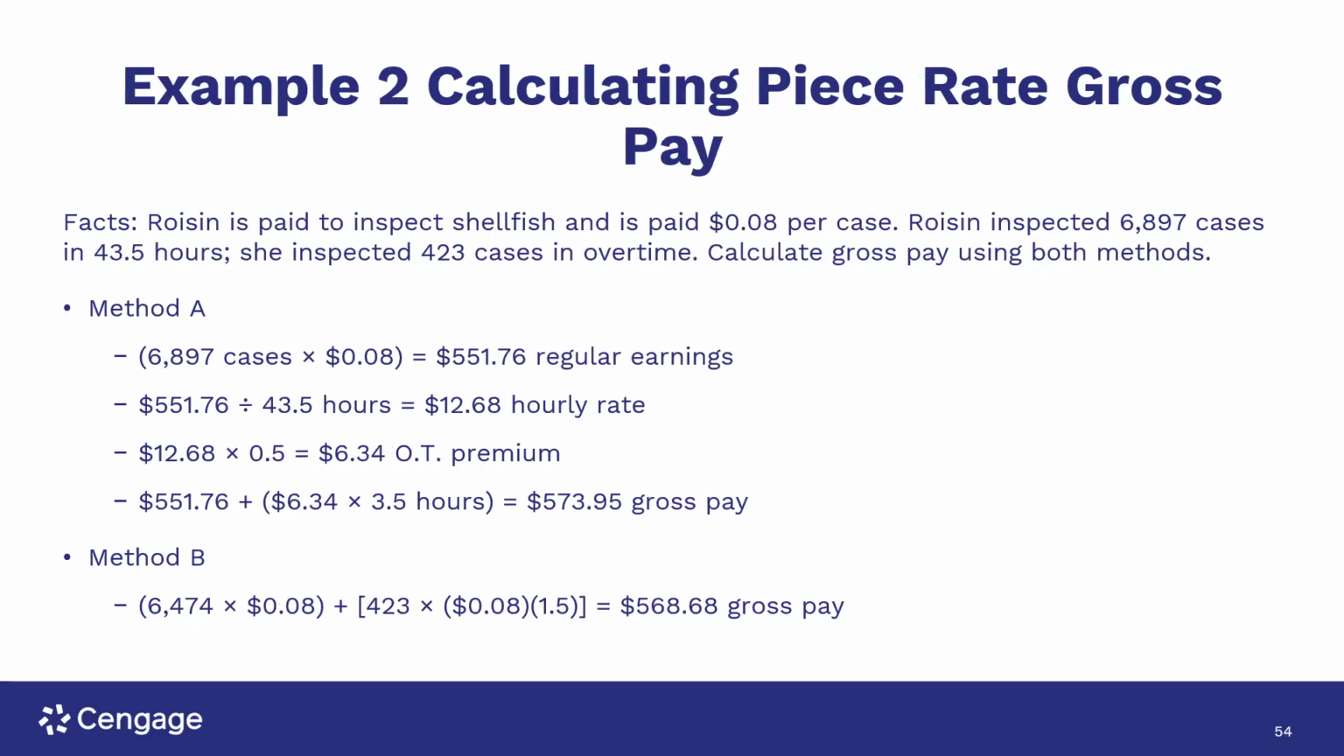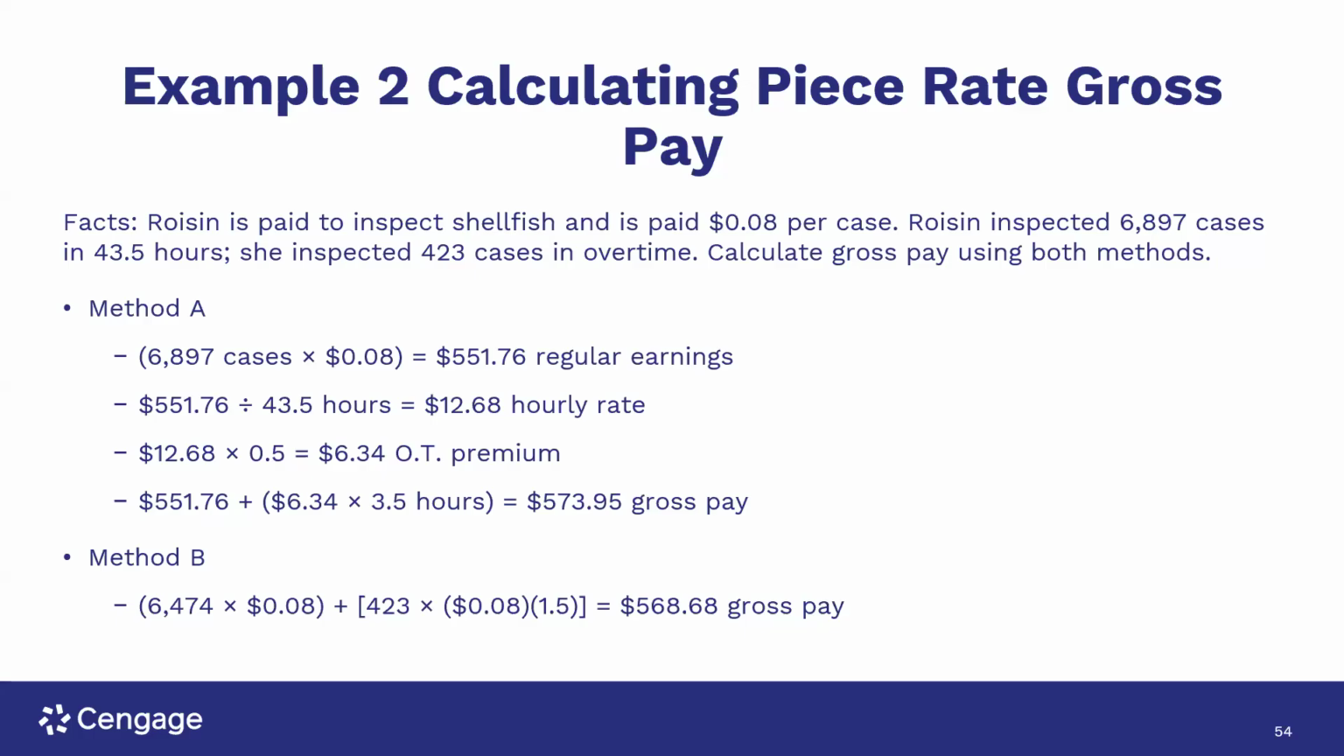And then we can also calculate piece rate gross pay with this example here. Rosen gets paid 8 cents per case and inspected 6,897 cases in 43 hours, 423 cases of which was overtime. And in this example as well, the overtime rate was time and a half.